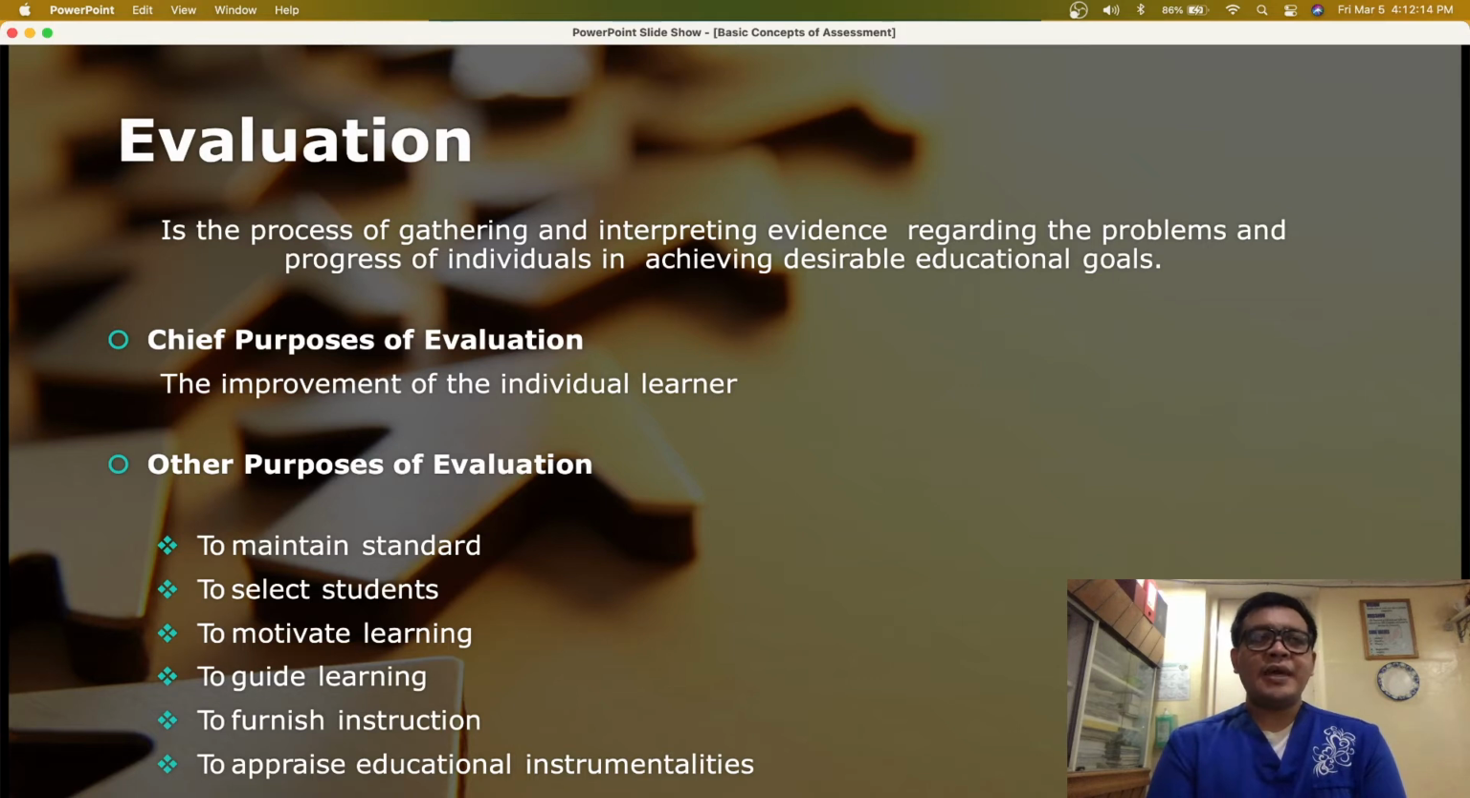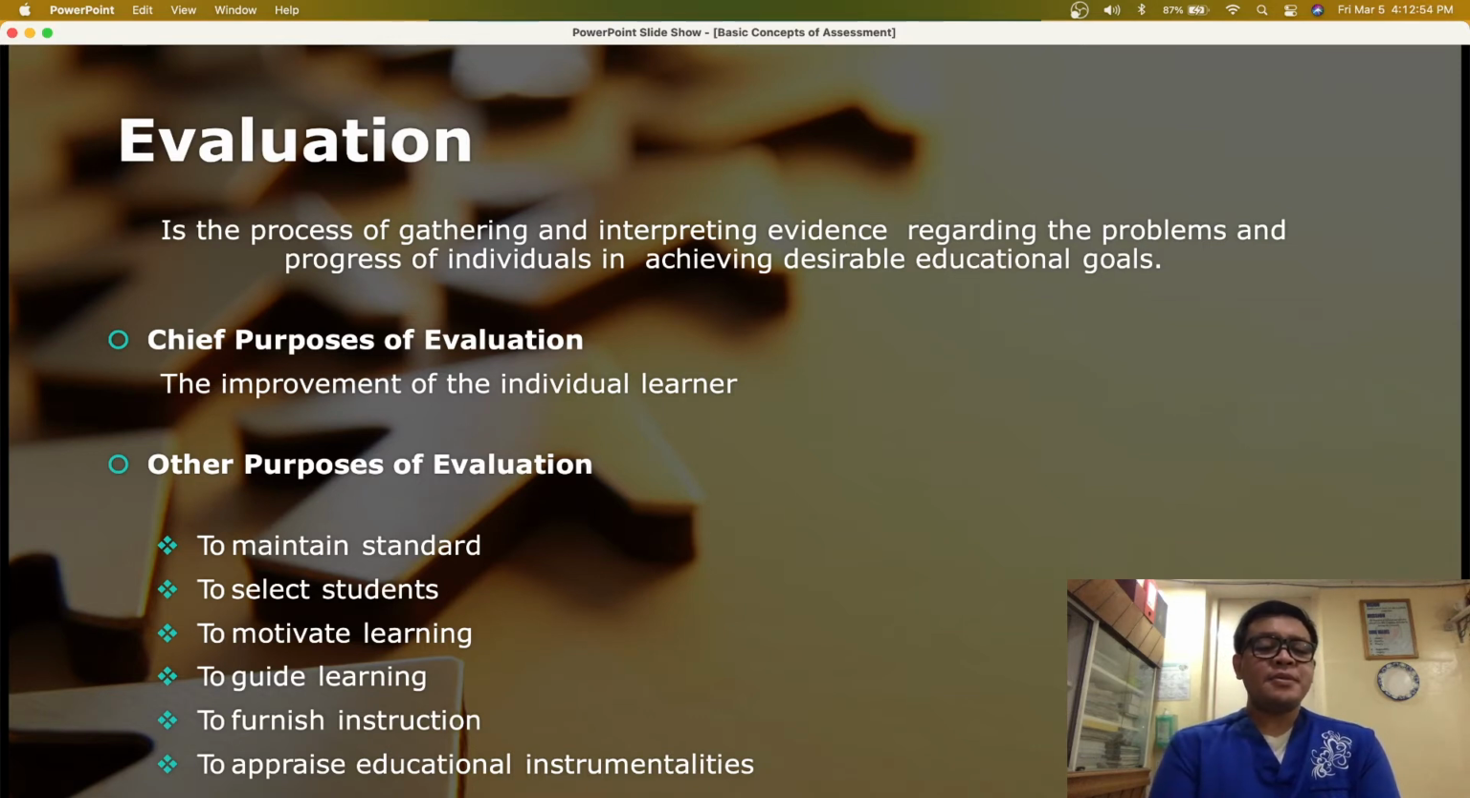So the reason why we have to evaluate is to make sure that if our learner is being assessed, they are able to improve or not. Because if not, we have to go back to basics as to which particular loophole we are in, or what particular things or even gaps or problems we have to consider as to why our student wasn't able to improve. Another purpose of evaluation would include to maintain standards, to select students, to motivate learners and their learning, to guide learning, to furnish instruction, and to appraise educational instrumentalities.